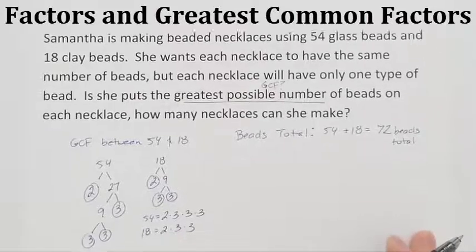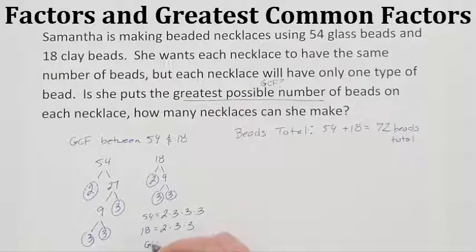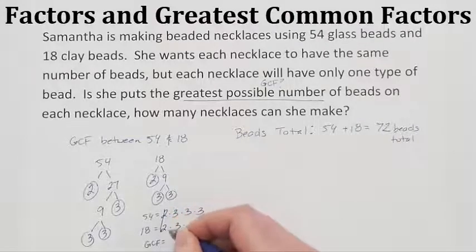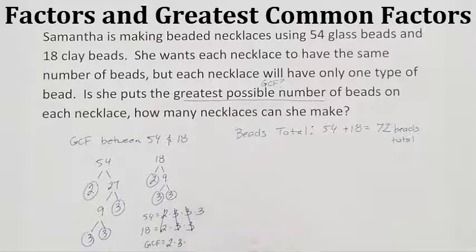So I'm looking for my GCF. So looking at the factors that both lists share. I see a 2, so I'm going to pull it out. I'm going to put a 2 in my list. I see a 3. I'm pulling it out. There's a 3 in my GCF list. I see another 3 that they share. Pull it out. There's a 3 in my list. There is no other number in common between 54 and 18.